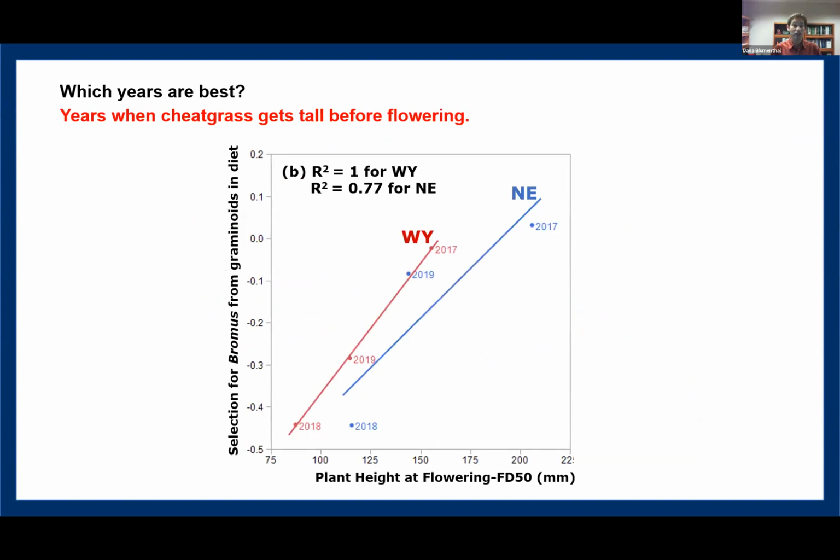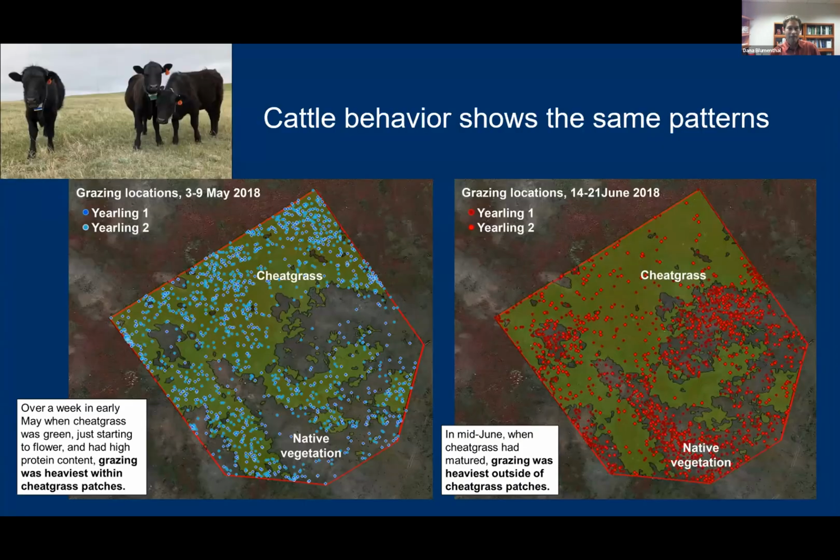We can also predict which years are best for grazing cheatgrass when it gets tall before it flowers. So again, height and flowering time. Then overall, the cattle select for a lot more cheatgrass in their diet. And yes, I'm aware that these graphs are making lines from only 3 points. There's another point that's on the way for each of those lines.